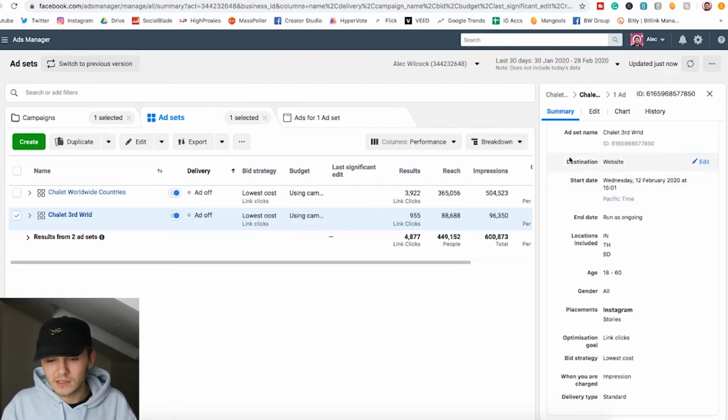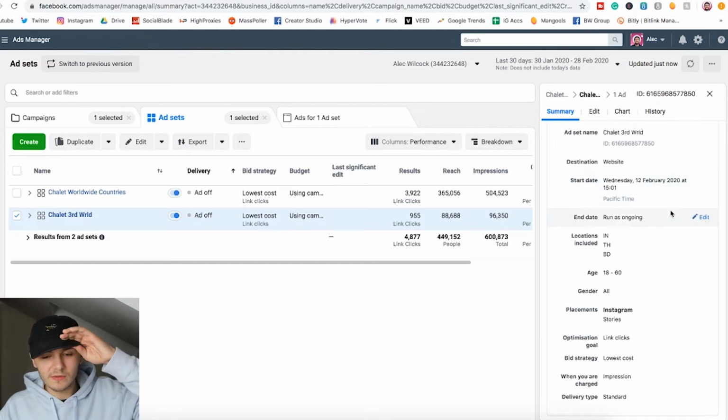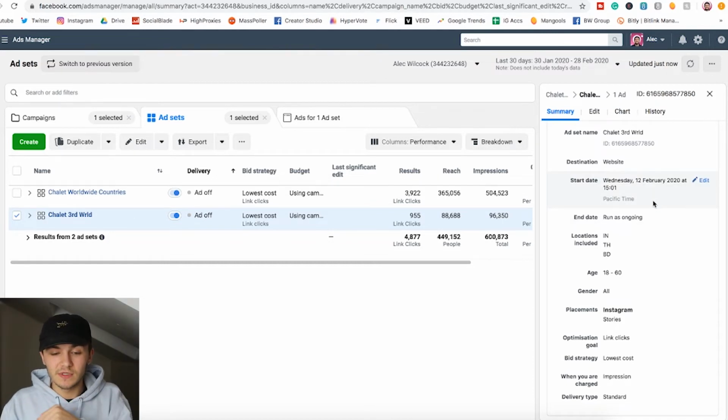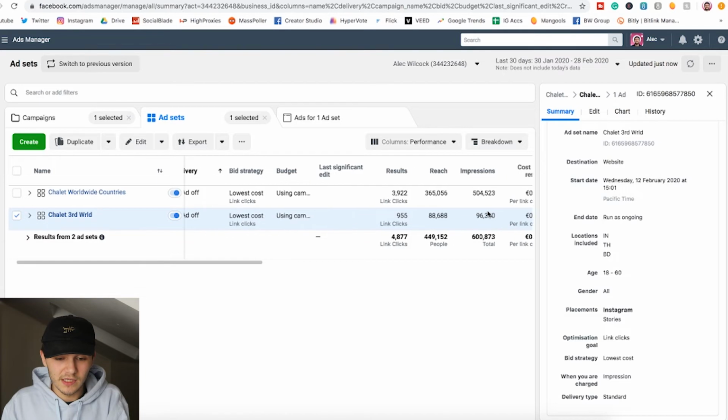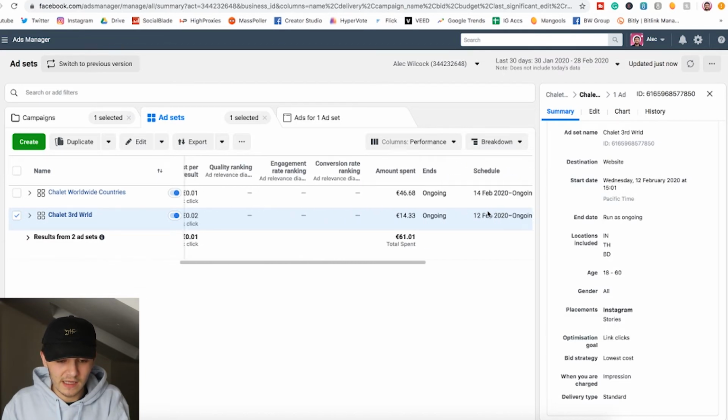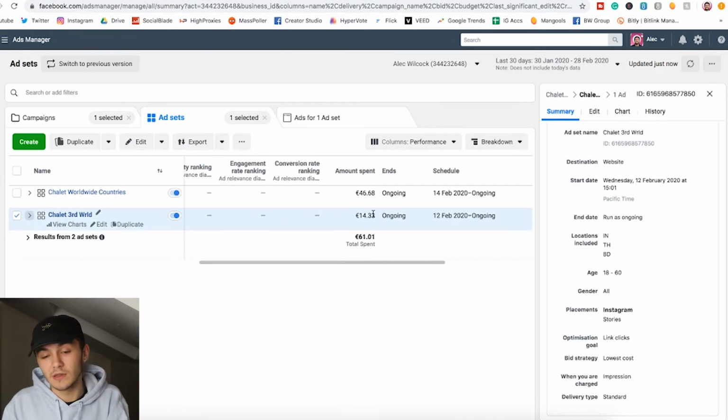I started this on the 12th of February. I'm pretty sure I ran this one for 3 days. The daily budget for this one was €5 a day. And as you can see, I only ran it for 3 days due to the fact that it was €14.33 that was spent in total.